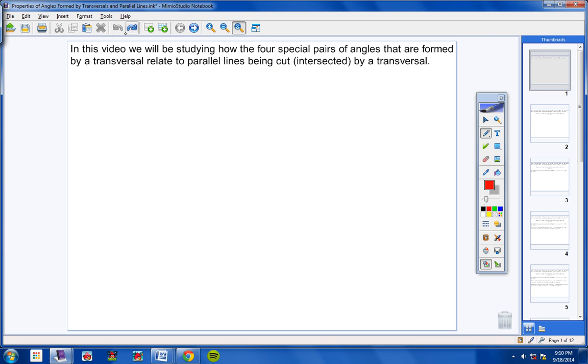And remember, these four special pairs of angles that I'm talking about, we just learned the other day. It was what? Consecutive interior, alternate interior, alternate exterior, and corresponding angles. So we're going to look at those four special pairs of angles and how they relate to parallel lines when parallel lines are cut by a transversal.